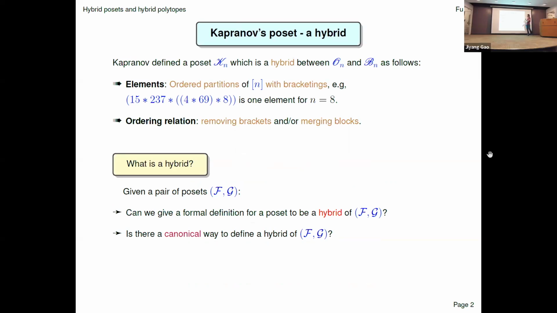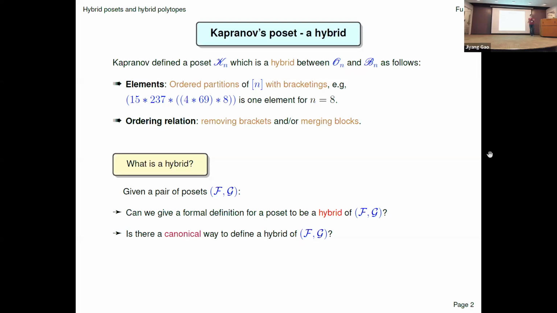The elements of this new poset K_n are ordered set partitions of [n] with brackets. So here is an example for n equal to 8. You just take an ordered set partition of [n] and the product and put some brackets around it. And the ordering is defined using removing brackets and merging blocks. So it's hopefully obvious that this poset is built using elements from the first posets we saw. And this is the reason why Kapranov called this a hybrid between O_n and B_n.